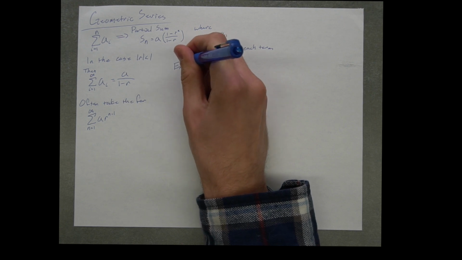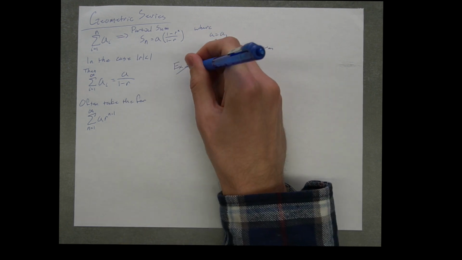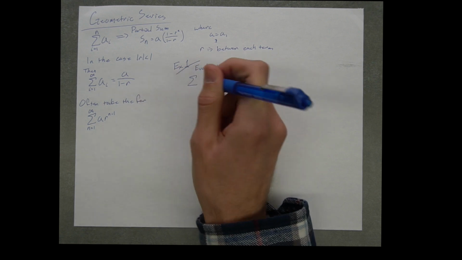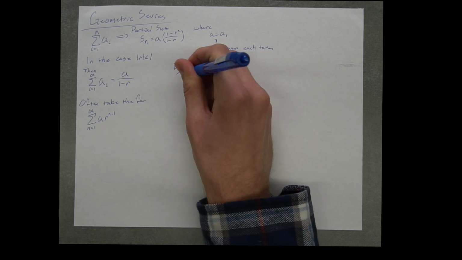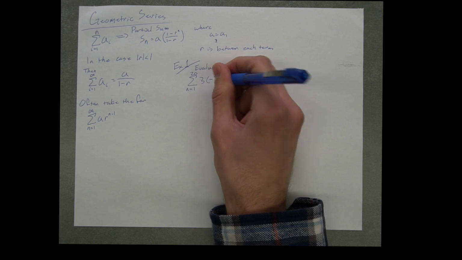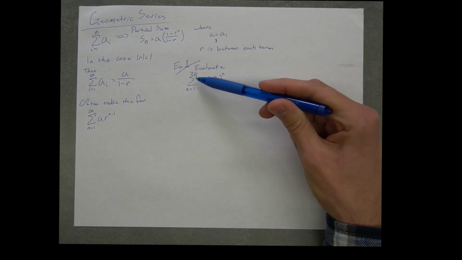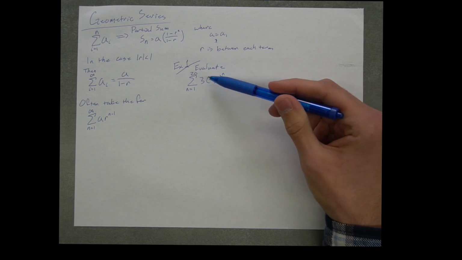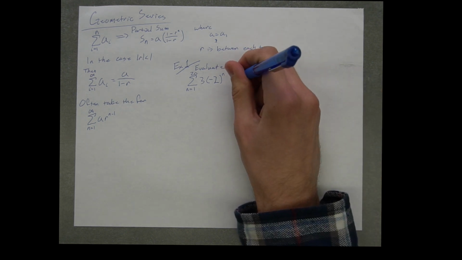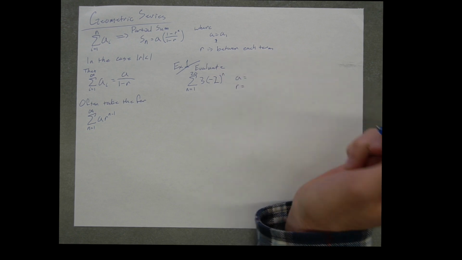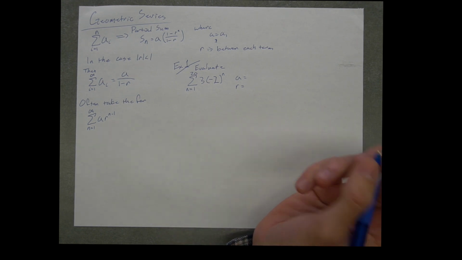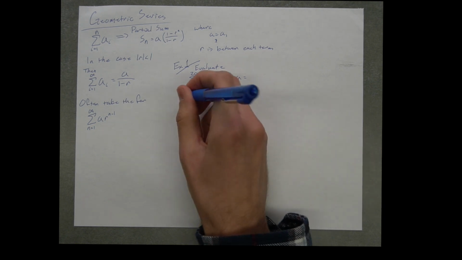Example 1: we want to evaluate this series, n equal to 1 to 20 of 3 times negative 2 to the n. So we need to identify what our a and r values are to be able to do this. Why don't we first write out the first 3 terms to figure out what's going on.